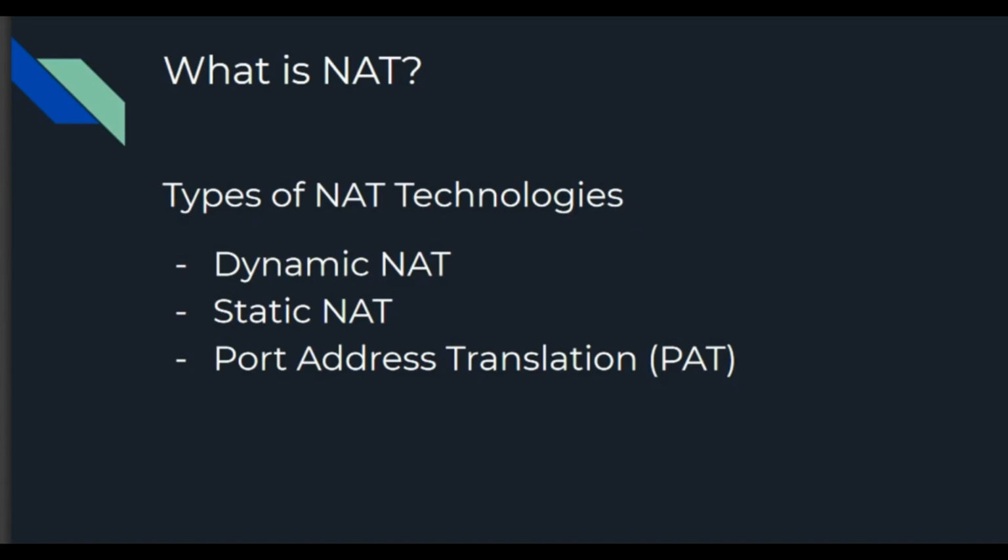Now we are going to discuss static NAT. Static NAT means one-to-one mapping of a private IP address to a public IP address. Static NAT is useful when a network device is inside a private network and needs to be accessible from the internet. It is also used in port forwarding.